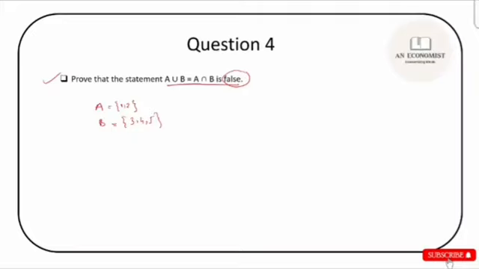So let's find out A union B. What will that be? It is {1, 2, 3, 4, 5}. And what will be A intersection B? If you see, A and B have no common elements, right? So it will be empty. Now from this particular example, you can see that A union B is not equal to A intersection B. So we have proved that this statement is false. If you can show one counter example, then it is sufficient, right?